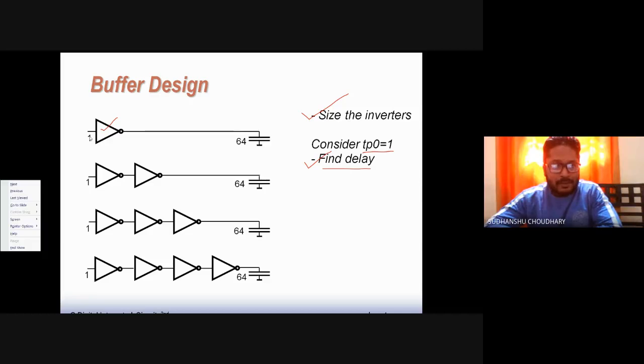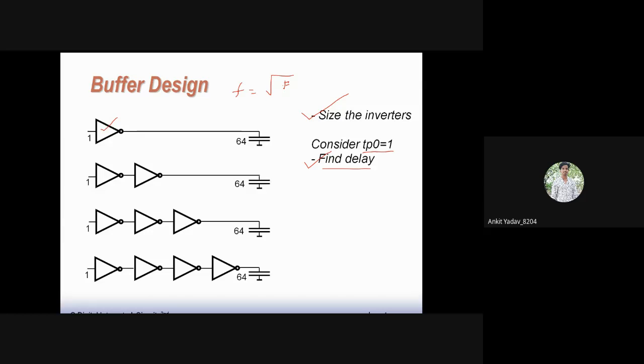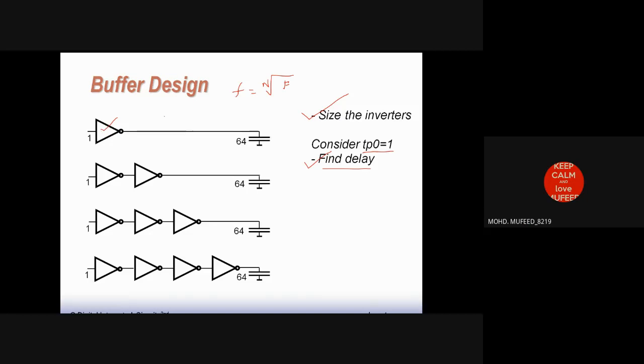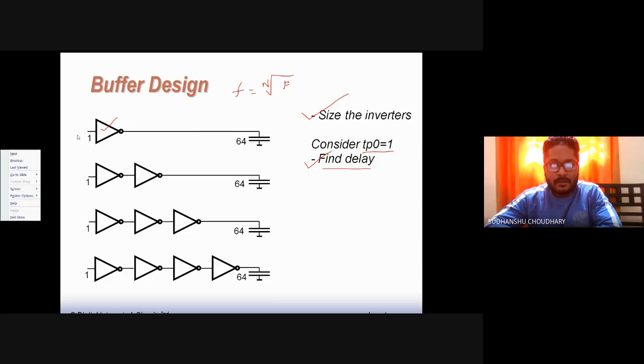So this one is simple, I think. Capital F is 64, and N is 1. So small f is how much? Can somebody tell? 8, sir. 8. No, 64 it will be only. N is 1 here, so this becomes 64 only. If you have 2 here, then it will be 8. But N means 1, so that means no square root. So this is 64.